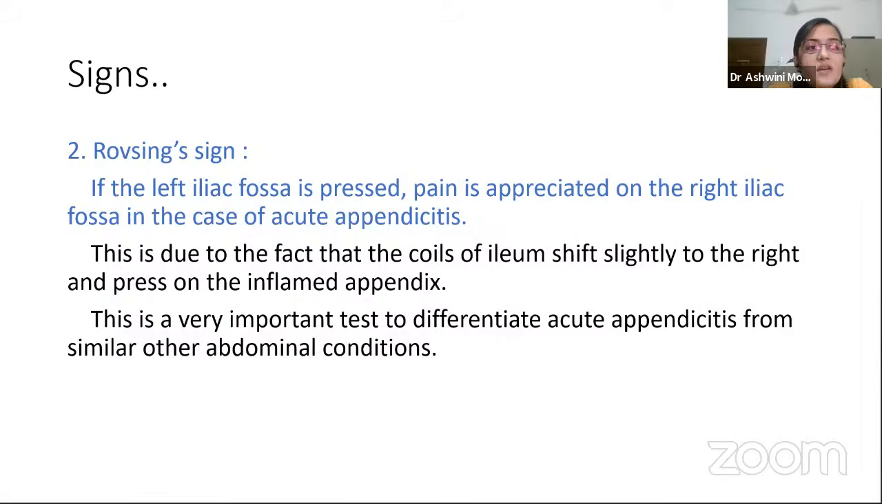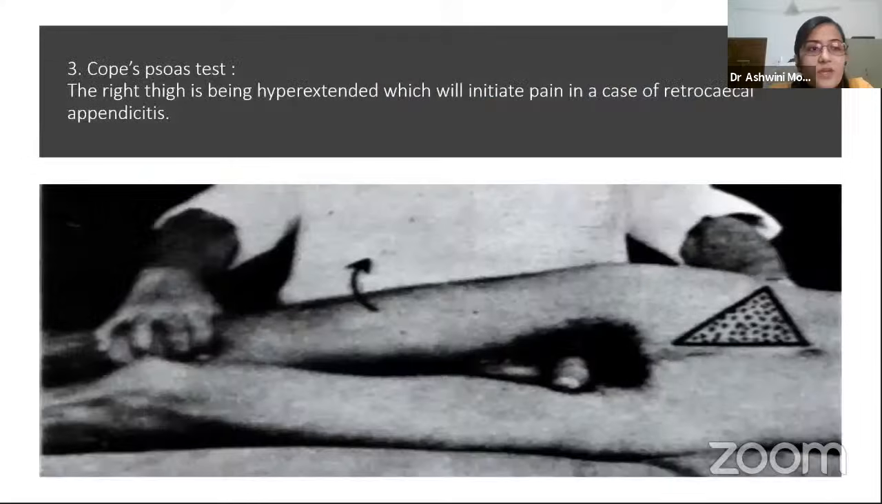Another important sign is Rovsing sign. It is seen specifically in acute appendicitis. If the left iliac fossa is pressed, pain will be appreciated in the right iliac fossa. This is due to the fact that coils of ileum shift slightly to the right side and press on the inflamed appendix, and due to that, when the left iliac fossa is palpated, the patient will have pain in the right iliac fossa. This is a very important test to differentiate acute appendicitis from similar abdominal conditions.